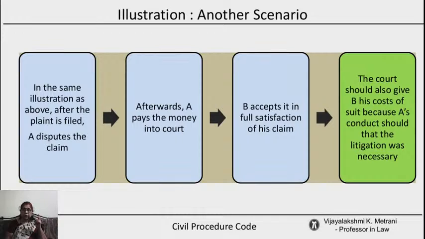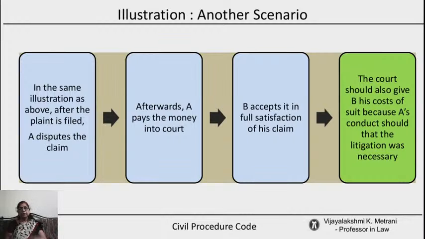Another scenario, after the plaint is filed. Now, when we spoke about the first illustration, what we said is A disputes the claim. In the first scenario, what happened? A comes and pays the money to the court. Okay. In the second scenario, he disputes the claim. He says that no, I am not due to pay him.